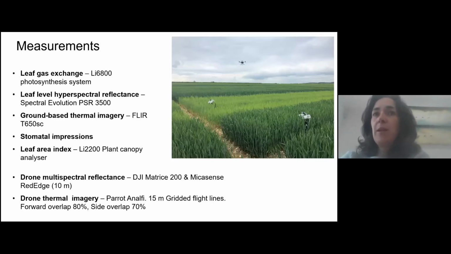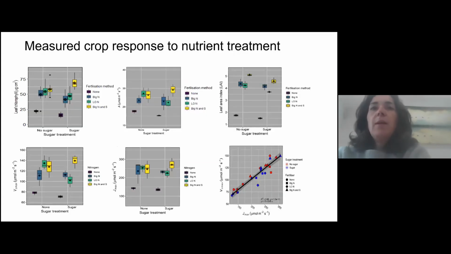So we measured leaf level gas exchange, hyperspectral reflectance, and also A-Ci curves, I should say, carbon dioxide response curves. Ground-based thermal imagery, stomatal impressions, leaf area index, and we took drone flights using an optical sensor and a thermal camera as well. And we're still processing the thermal drone imagery, so I don't have anything to show of that yet, but everything else is ticking along.